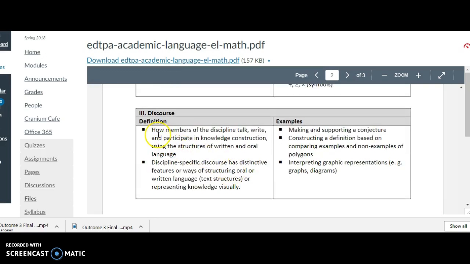All right, discourse is how the members of the discipline talk, write, and participate in the knowledge. This is going to be how the children are able to communicate about the content. So it should be subject specific about the content. And it can be oral or it can be written. And here they give some examples of how it's going to be. Maybe kids might restate what's going on. Maybe they might look at a graph and tell you what's going on with the graph. Maybe they might talk to you about their work.